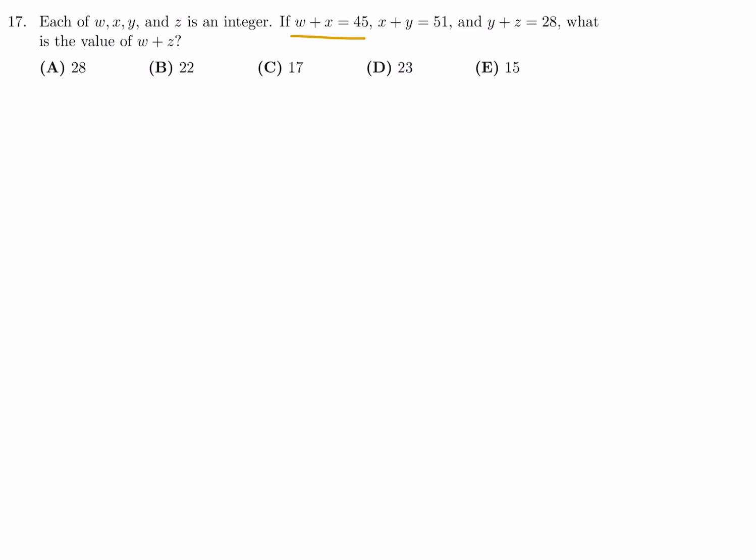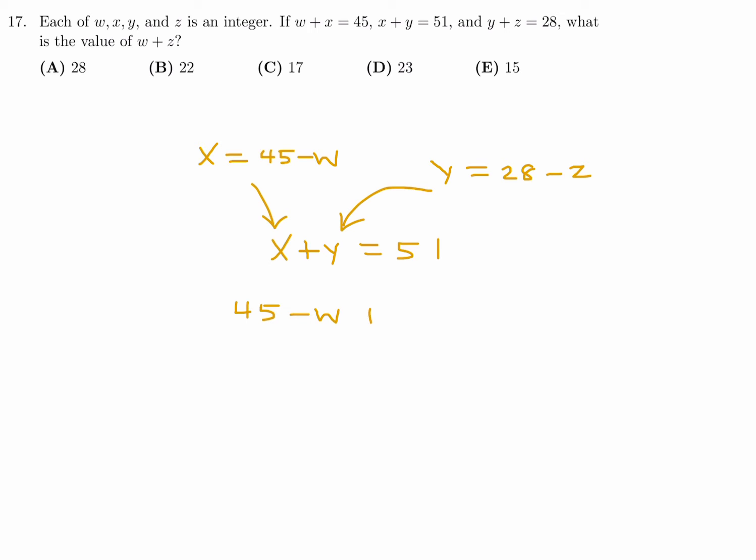All right, well, from this one, I will isolate for x, and that gives me 45 minus w. And let's see what else I can do here. They want w plus z, right? So I think I'll get y in terms of z from this one here. Y would be 28 minus z. And then x plus y equals 51. I can substitute that, so that'd be 45 minus w. And then for y, I'll substitute 28 minus z is 51.